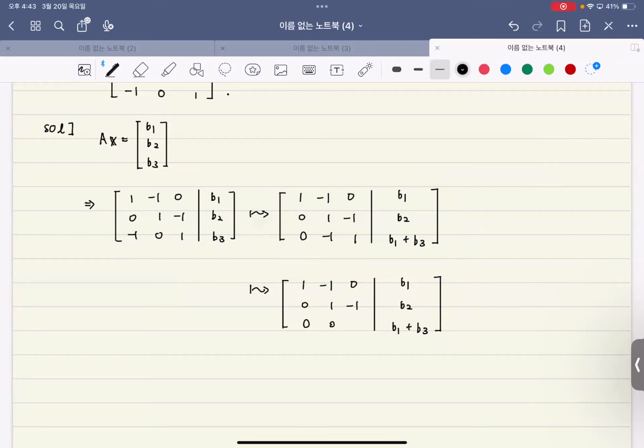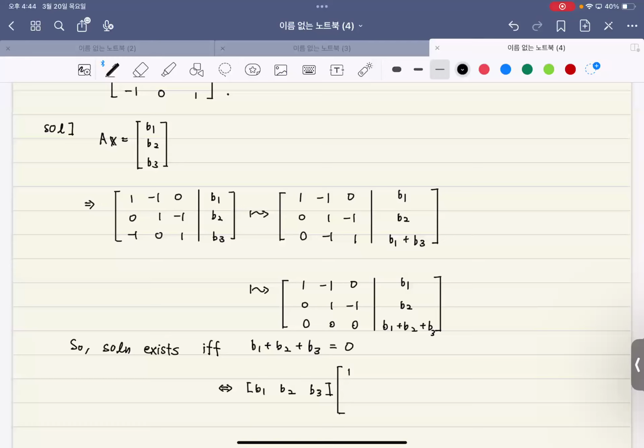Then these 2 numbers equal 0, and the right-hand side is b1, b2, b3. Now, this system has a solution if and only if this last entry equals 0. So I have a solution if and only if this last equality holds, which can be written as the dot product of (1, 1, 1) with b1, b2, b3 equal to 0.